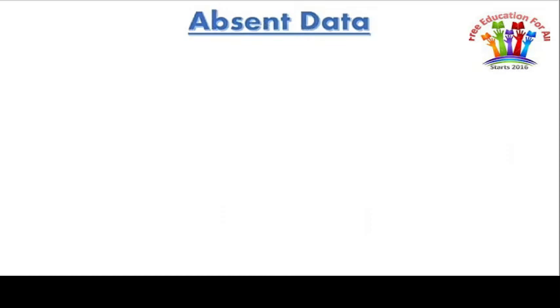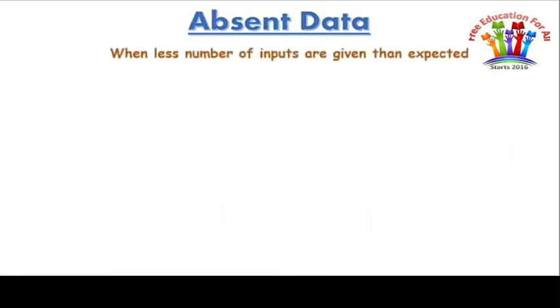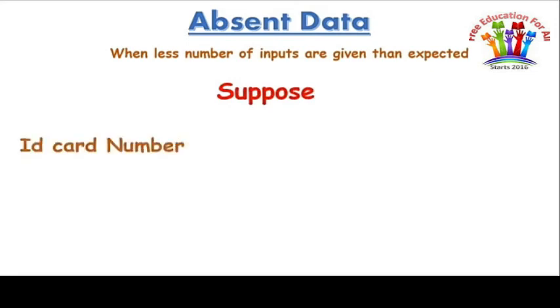What is absent data? When you leave any input empty. For example, one problem is that you have to enter two numbers, and you enter a single value, that is called absent data. For example, here one is compulsory and the second is optional: ID card number and driving license. Not everyone has a driving license number, but everyone has an ID card number.